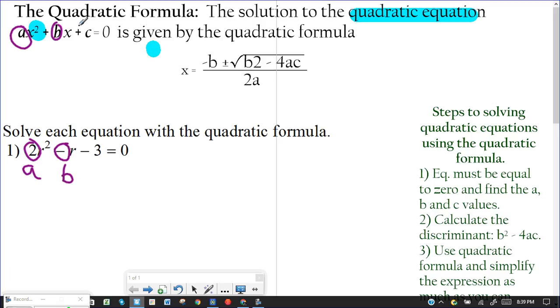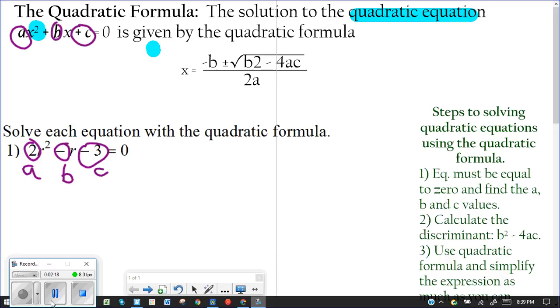Now, c stands for constant. That means no variable. So my constant is 3, and that is the c value. Now, I need to find the discriminant, so I'm going to write discriminant over here.